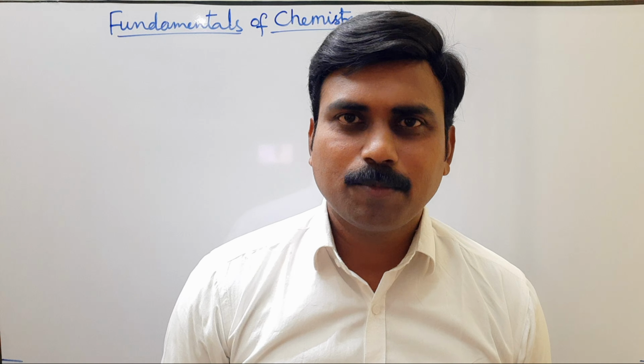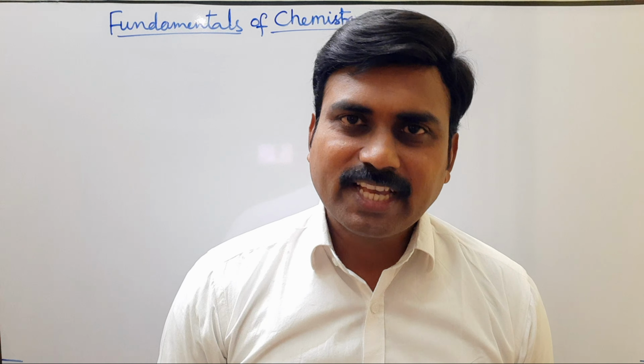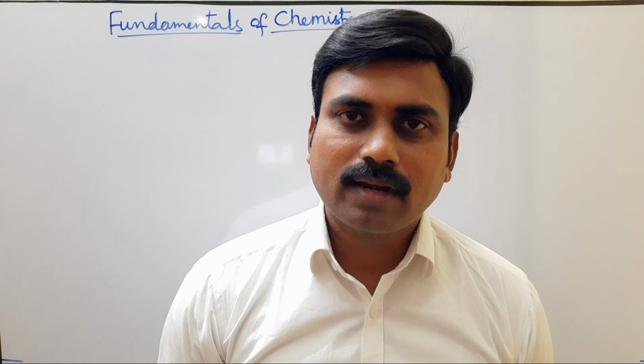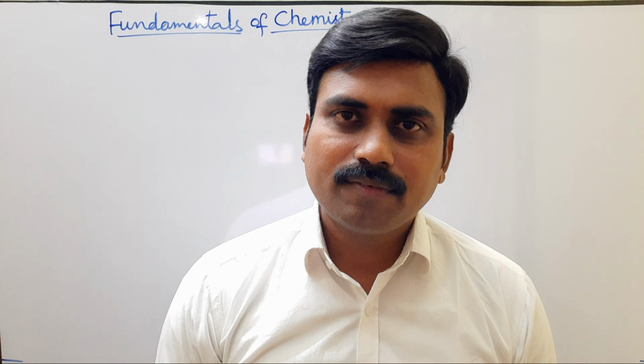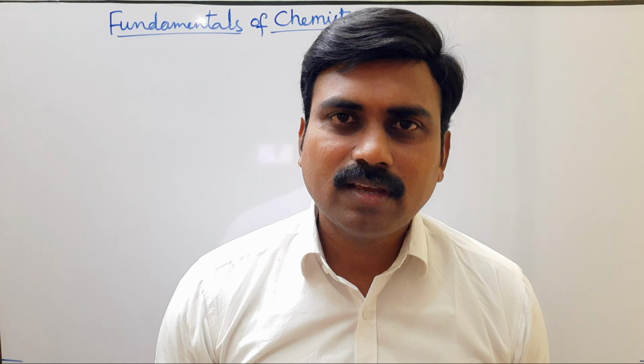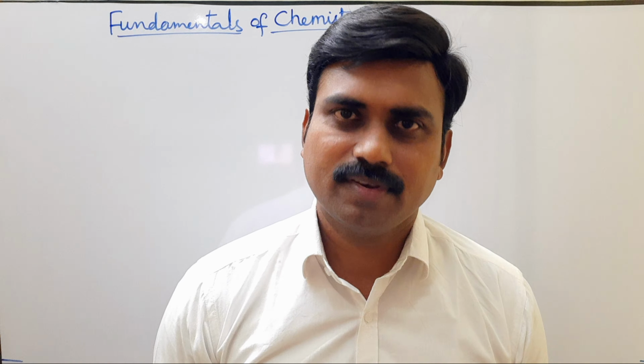Today I am explaining the fundamentals of chemistry. To explain the fundamentals of chemistry, we have to practice elements 1 to 30. And after getting 1 to 30 elements, we have to look at electronic configuration. Here electronic configuration means the systematic arrangement of electrons in different orbitals.